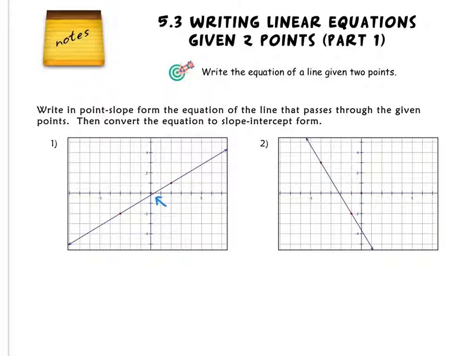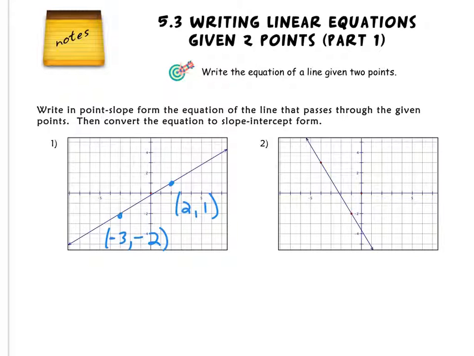So the very first thing that you are going to do is look at the 2 points that are on the line. In this case, it looks like we have the point (2, 1), and the point (-3, -2). All right, so since we are given the 2 points, we can, number one, find the slope. So that's the very first thing that we're going to do. Then we can write our equation in point-slope form and convert it.